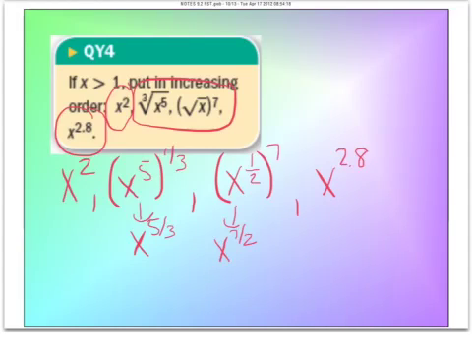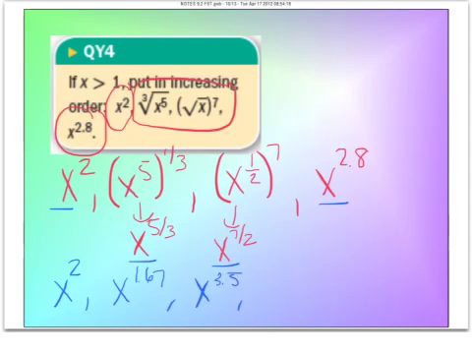So what we're doing is comparing these 4 here. If you like them all as decimals, go ahead and change them to decimals. So we'd be comparing x squared, this would be x to the 1.67, this would be x to the 3.5, and then x to the 2.8. They want these written in increasing order.